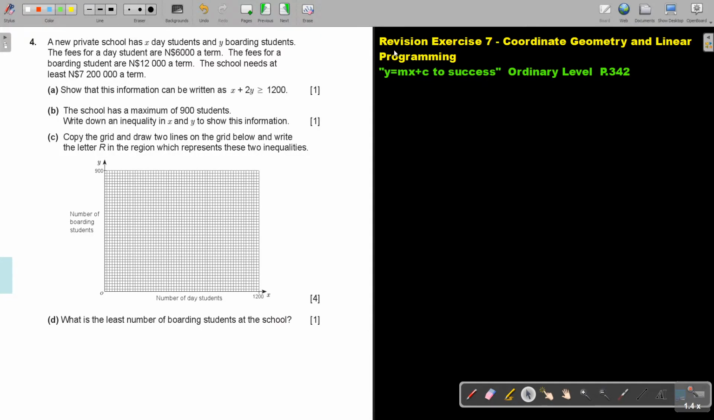In this video, we are going to continue with revision exercise 7, and this example will just be linear programming. You will find this on page 342 in the Namibian Ordinary Level Mathematics textbook, Y equals mx plus c to success. Now, before I start with this practical example, I want you to first go back to page 328, because there's a nice summary of how we approach things like this.